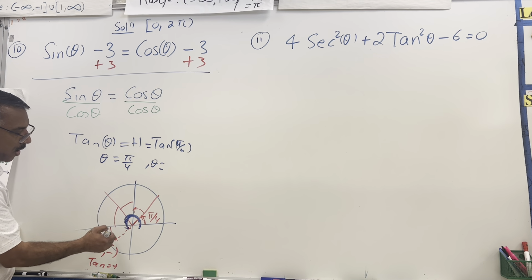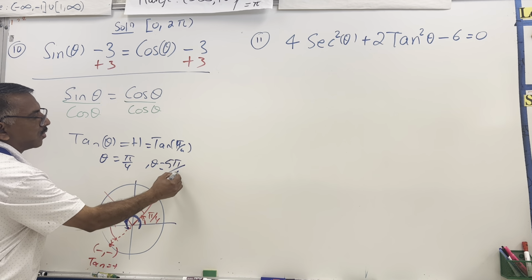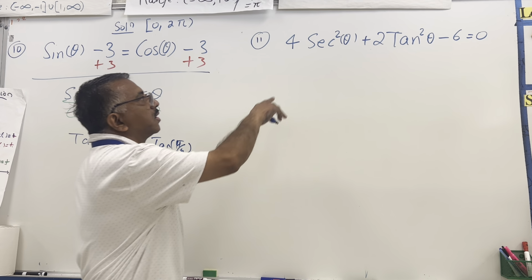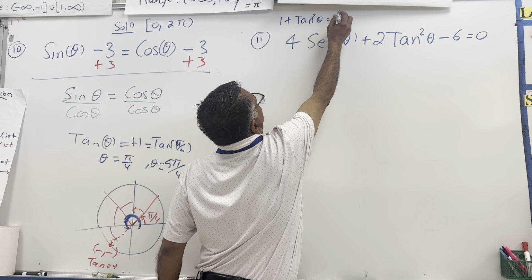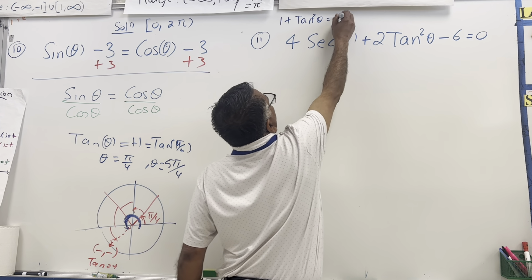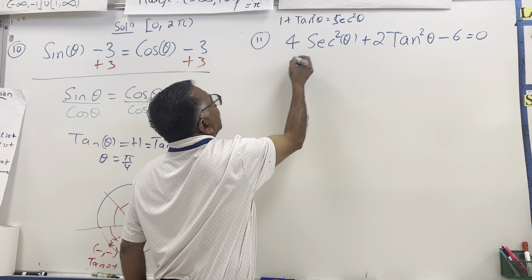and then you go another pi by 4, and you get the answer that is 5 pi by 4. And the last one here, secant square. We know 1 plus tan square theta is secant square theta, right? Yeah, so we can replace secant square theta by 1 plus tan square theta.